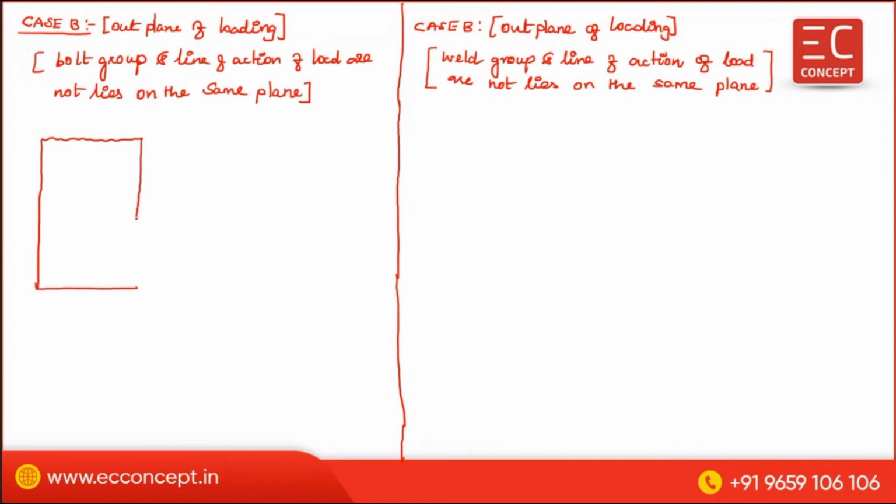So this is the bracket. This is the column, for example. This column is connected to this one. Okay, another bracket, and these two are connected by a bolt.